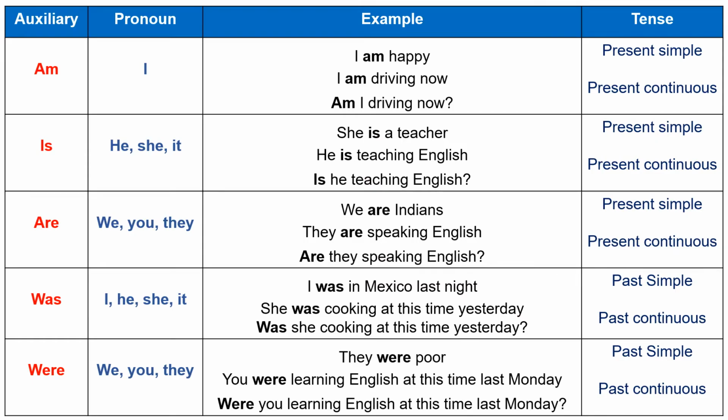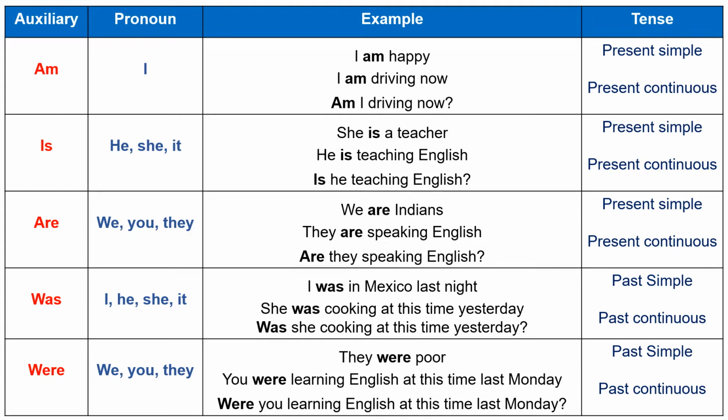Auxiliary verbs in English. To be, to have, and to do verbs are called auxiliary verbs or helping verbs. Auxiliary verbs are used as main verbs and helping verbs as well. Let us see to be verbs first. Am, is, are, was, were, be, being, and been are called to be verbs.